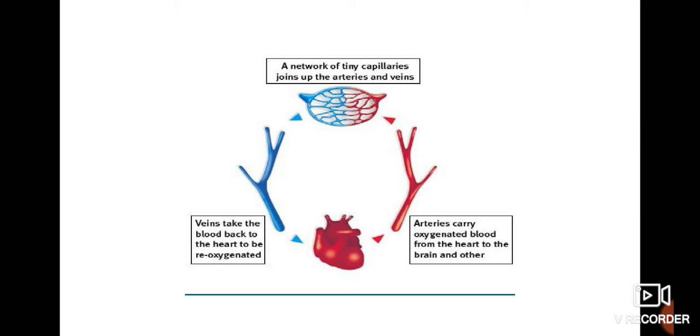Now, there is an exception to this. The pulmonary artery is the only artery that will carry deoxygenated blood from the heart to the lungs. Veins will take the blood back to the heart to be reoxygenated. That is, their main work is to carry deoxygenated blood towards the heart.